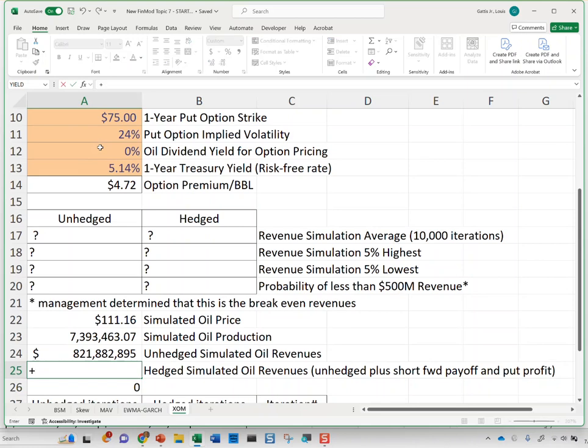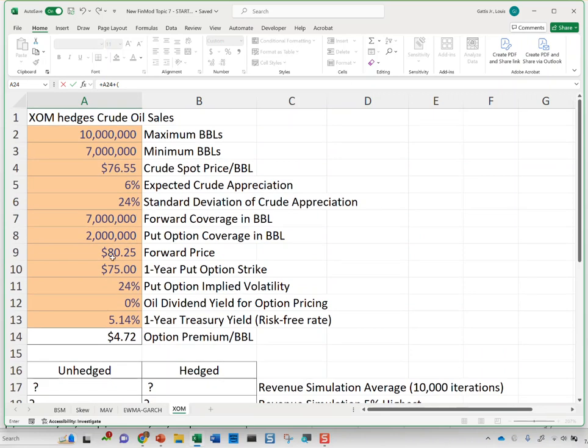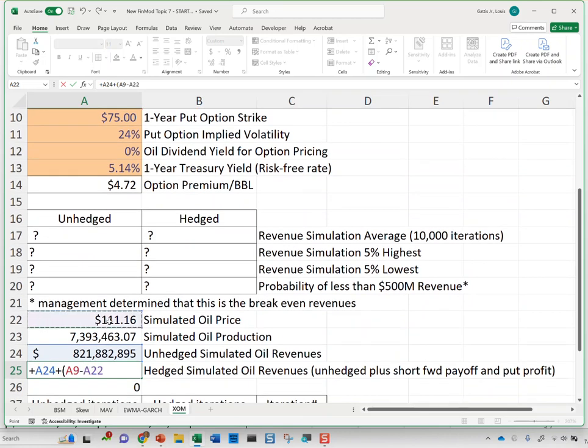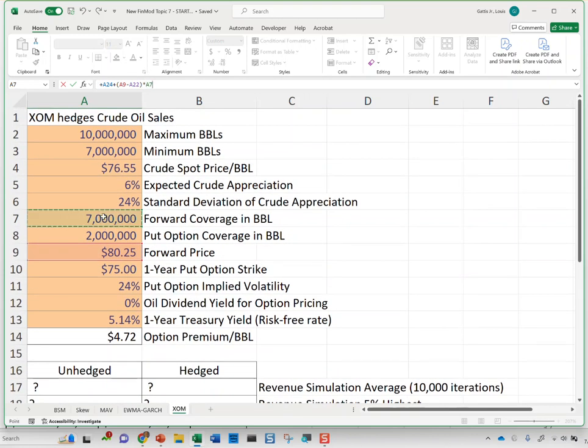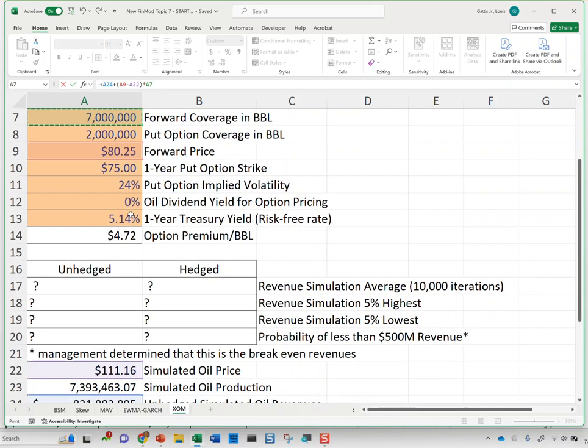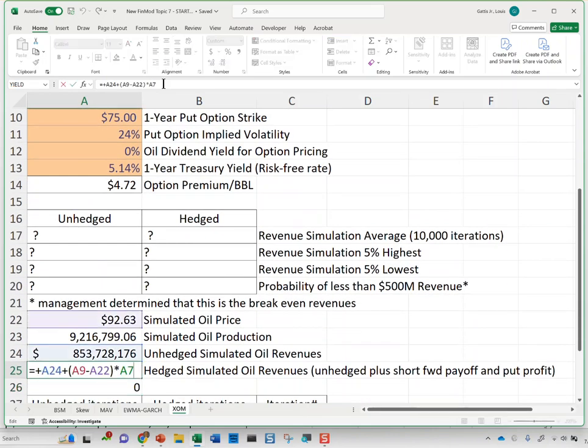Well, I'll start off with the easy one. It's the unhedged revenue plus, let's do the payoff of a forward. That's going to be a short forward, so that's going to be F minus ST. The forward price is 80.25 minus the simulated price of oil times the 7 million quantity. So that's my payoff of the forward contract. I'll make that a little bit bigger. Again, that's unhedged revenue plus the forward price minus simulated spot times the quantity.